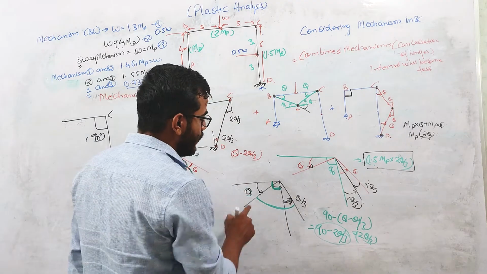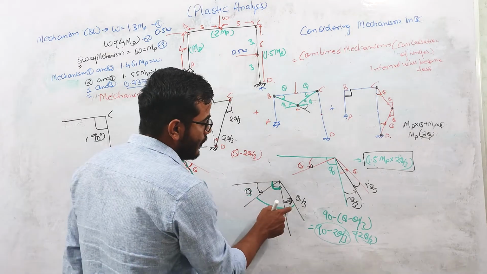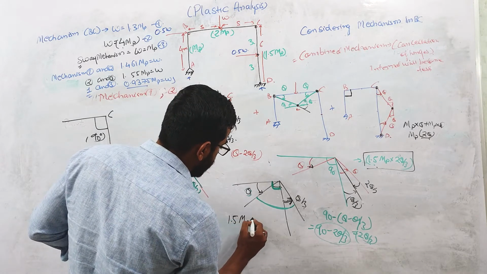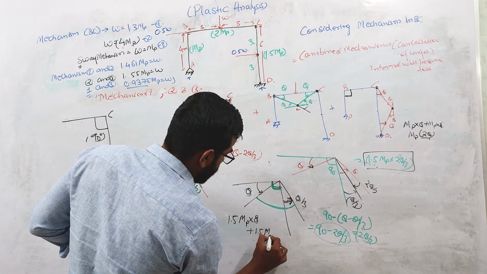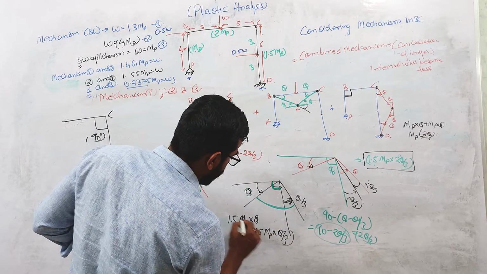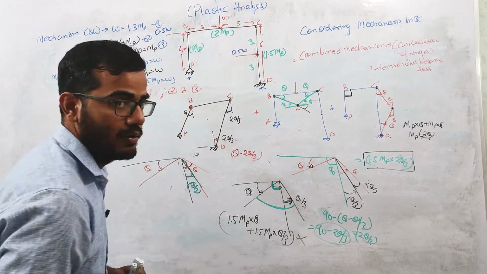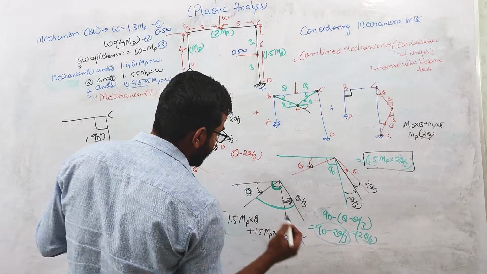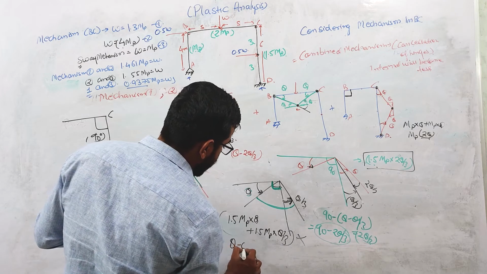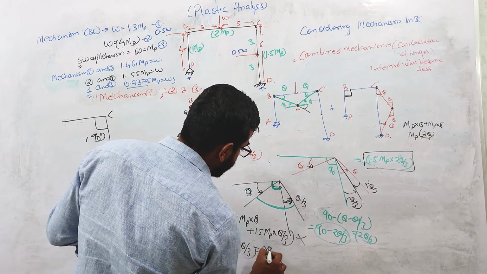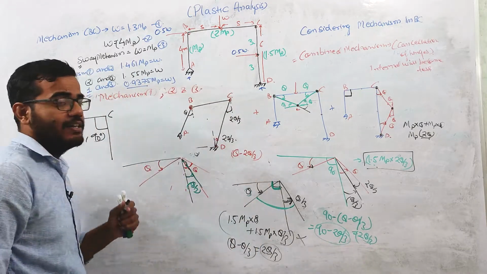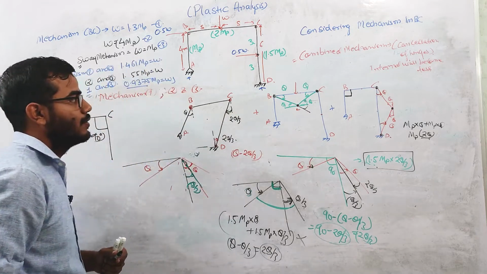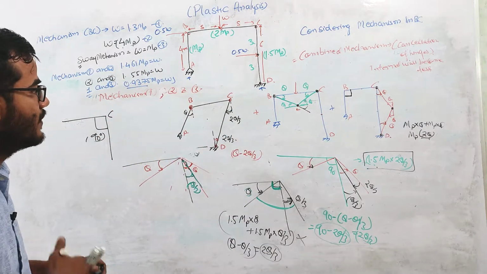Okay, so you cannot write 1.5 MP into theta plus 1.5 MP into theta by 3. This will be wrong, right? Because net rotation is not theta plus theta by 3. Net rotation is basically theta minus theta by 3, which is equal to 2 theta by 3. This you need to check, and you will come to know this if you know how the rotation is taking place. So this is the very important concept which we learned over here.